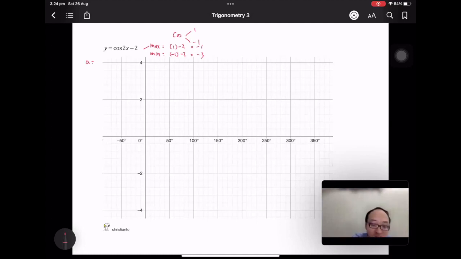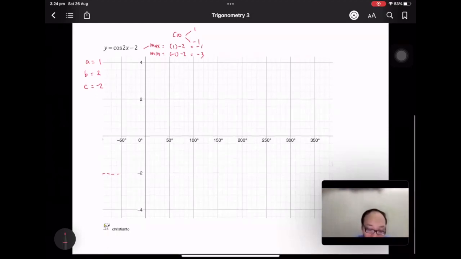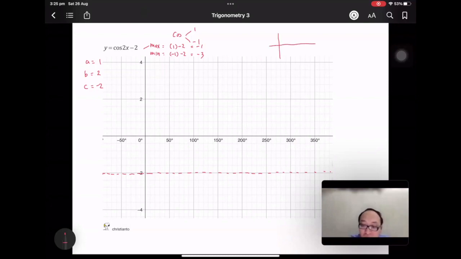So we know that the amplitude is 1 and B is 2. And C will be equal to negative 2. So the principal axis will start at negative 2. If you remember the graph of cos, we start at the maximum value at 0. And then 0 at 90 degrees, minimum at 180, pass 0 again at 270, and maximum at 360. So we can put it on the graph.